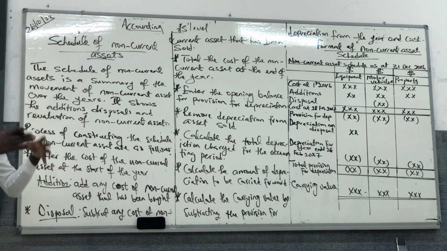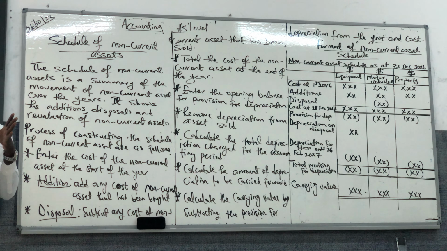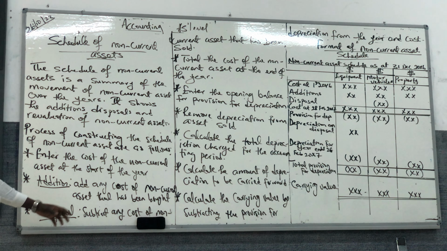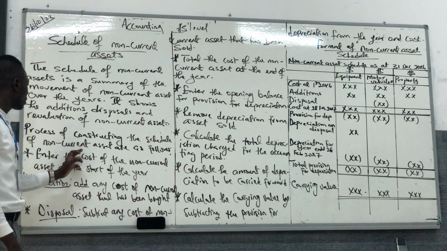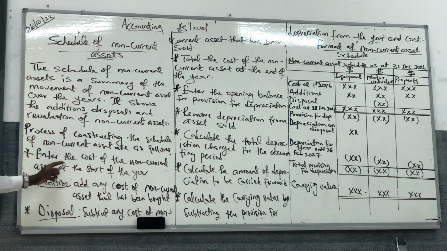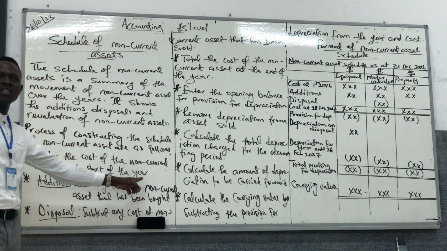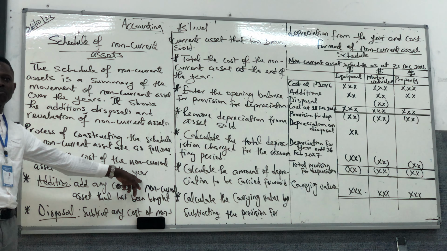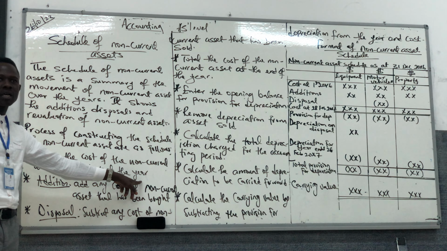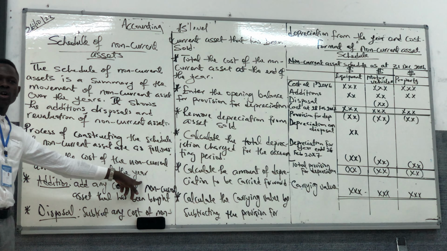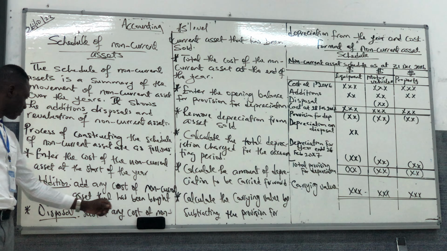So now, how do we construct the schedule for the non-current assets? The first thing you have to take note of is that there's going to be a purchase of a new asset, which is going to be recorded at the historic cost of purchasing it. So here, the process of constructing the schedule of the non-current asset is as follows. Enter the cost of the non-current asset at the start of the year. So you are starting your accounting period, maybe 1st of January. So you have to record the non-current asset as at that time.